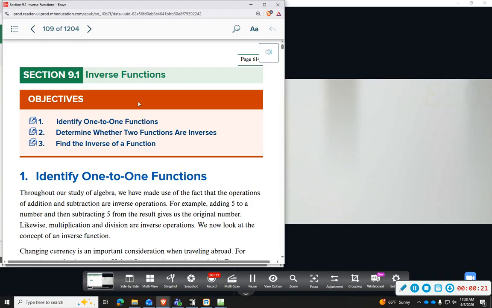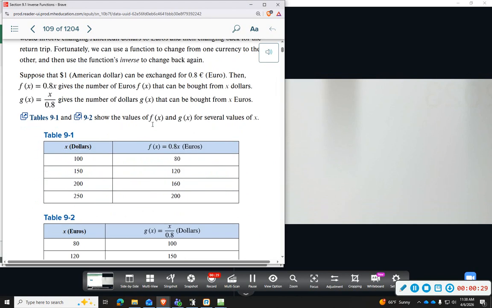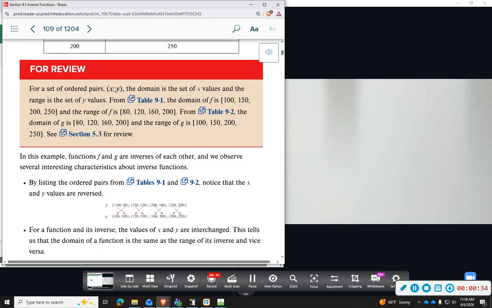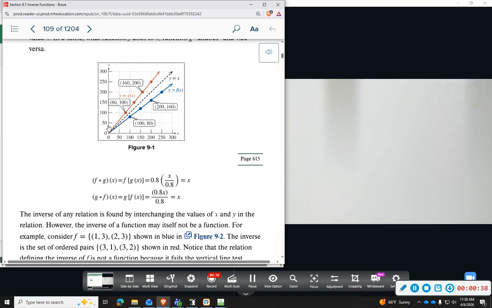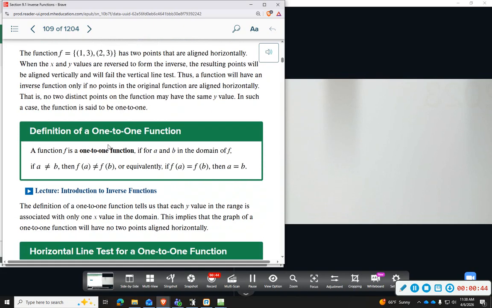So 9-1 is doing inverse functions. I'm going to skim this really quickly and then we're going to jump in. It talks about how to identify one-to-one functions. It shows you with ordered pairs and explains what one-to-one functions are. Basically, it's a relationship that pairs each x with exactly one y. You can kind of see this.